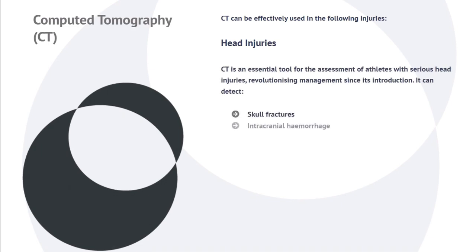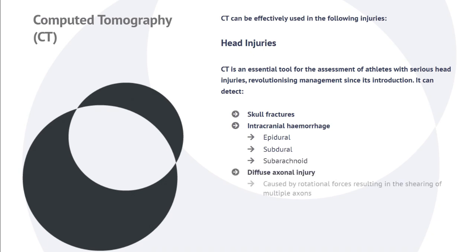Head injuries. CT is an essential tool for the assessment of athletes with serious head injuries, revolutionizing management since its introduction. It can detect skull fractures, intracranial hemorrhage, epidural, subdural, subarachnoid, diffuse axonal injury, caused by rotational forces resulting in the shearing of multiple axons. Initial CT may not show any major abnormalities other than petechial hemorrhages.